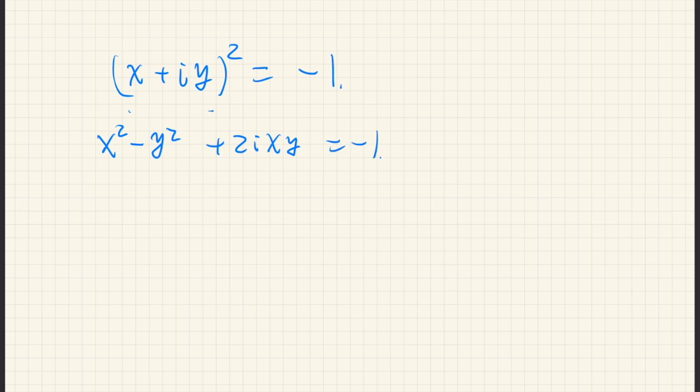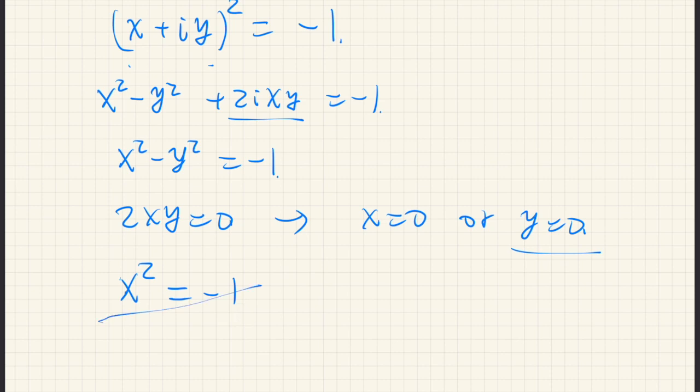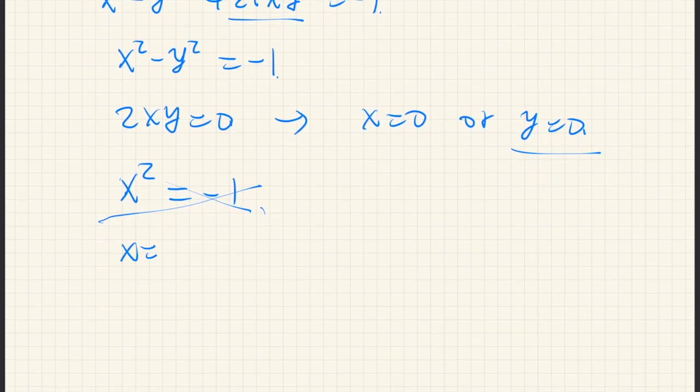So the real part is x squared minus y squared is equal to negative 1. And the imaginary part is 2xy is equal to 0. Okay? So from this, either x is equal to 0 or y is equal to 0. But y cannot be equal to 0, because if y is equal to 0, then we would have x squared is equal to negative 1. But x is a real number, so its square cannot be negative. So this is impossible. Therefore, x is equal to 0.